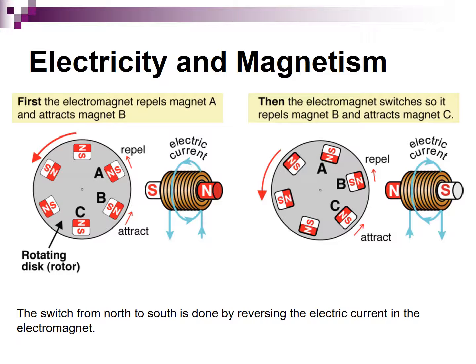First, the electromagnet, which is right here, repels magnet A and attracts magnet B. That makes sense because we have south and south, which is going to repel, and north and south, which is going to attract. And we see that the current is going a certain direction. Now, let's say the electromagnet switches. North is here, so north and north is going to repel, and north and south is going to attract, and so the current changes here. This is creating a movement. The switch from north to south is done by reversing the electric current in the electromagnet.